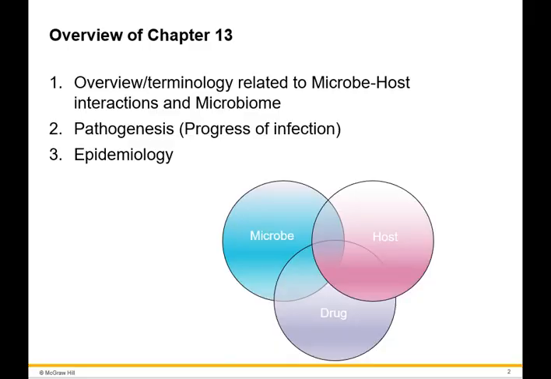So as I previously said, these are the 3 sections we're going to be looking at for this chapter. The first section is looking at the overall terminology having to do with the host microbe-host interactions, and then pathogenesis, and then epidemiology. So again, like in Chapter 12, we looked at what the drugs, the chemotherapeutics, did to the host and to the microbe. So drug-host and drug-microbe interactions, and then we looked at what the microbe did to resist the drug.